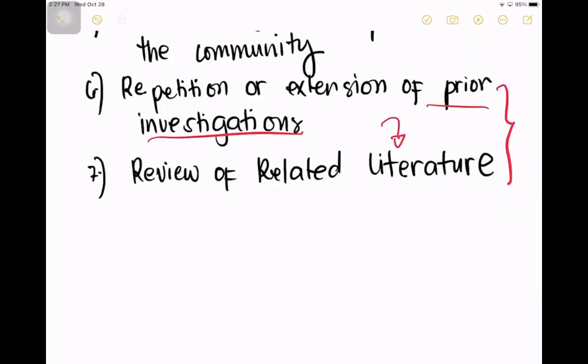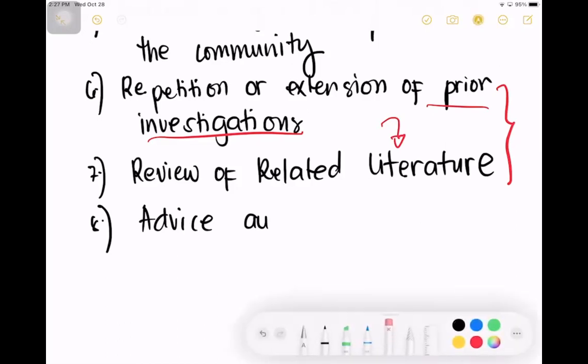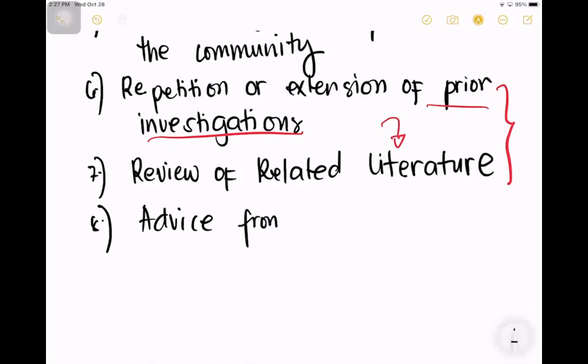Then we could also have advice from authorities, or from your advisor.